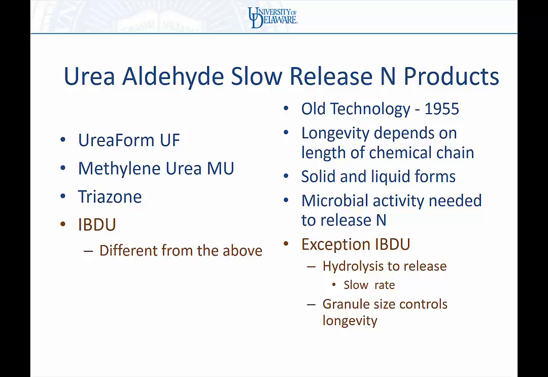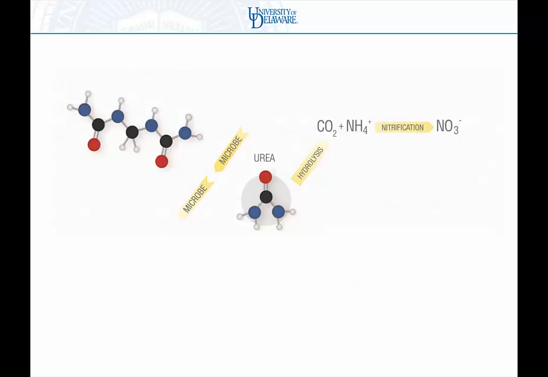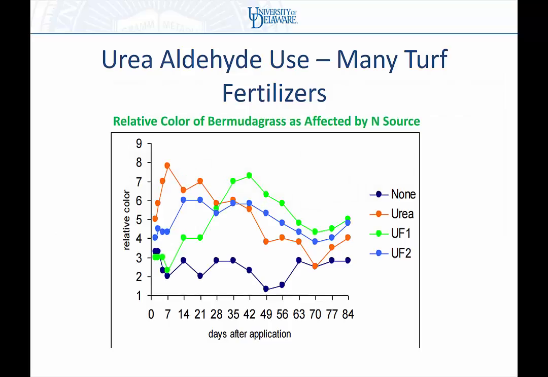So these are materials that are out there, and what happens is the longer chain urea formaldehyde gets acted on by microbes and it releases urea. It works very well. It's used extensively in the turf industry. And you can see there the two urea formaldehyde products are giving more good response, in this case Bermuda grass, over time compared to the fertilizer control.